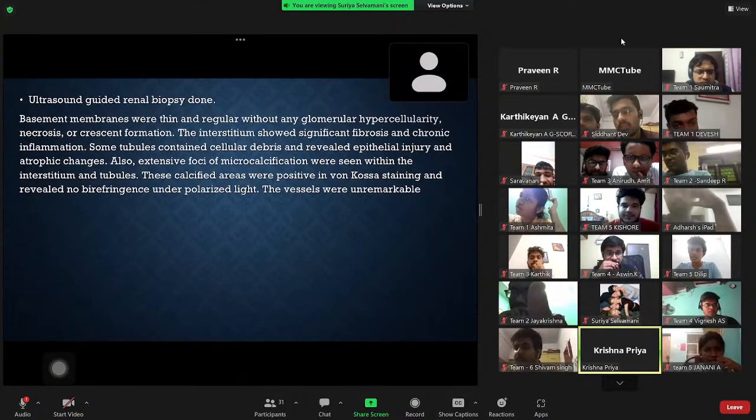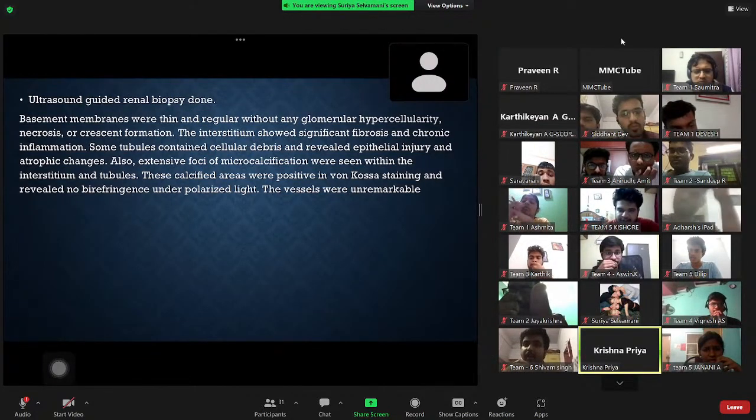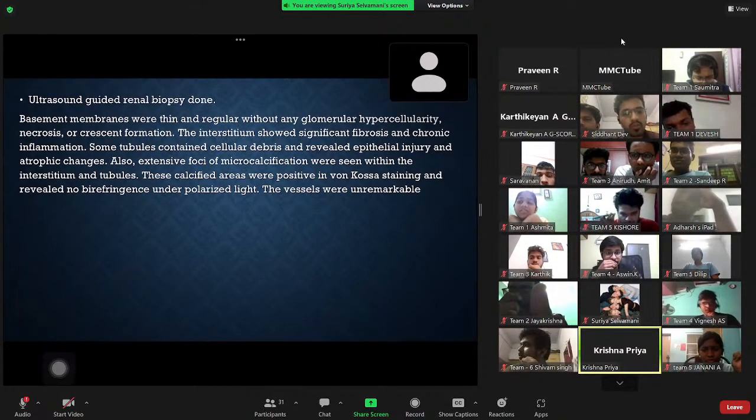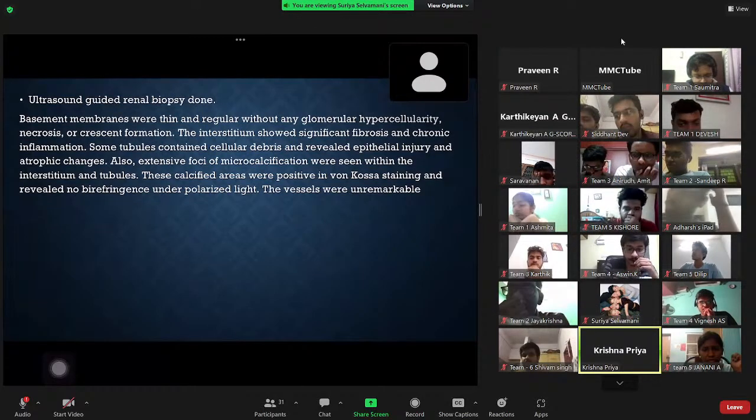Ultrasound-guided renal biopsy was done, which showed thinning of the basement membrane without any glomerular hypercellularity, necrosis, or crescent formation. The interstitium showed significant fibrosis and chronic inflammation. Some tubules contain cellular debris and revealed epithelial injury and atrophic changes. There was extensive focus of microcalcification. These calcified areas were positive in von Kossa staining and revealed no birefringence under polarized light. The vessels were unremarkable.